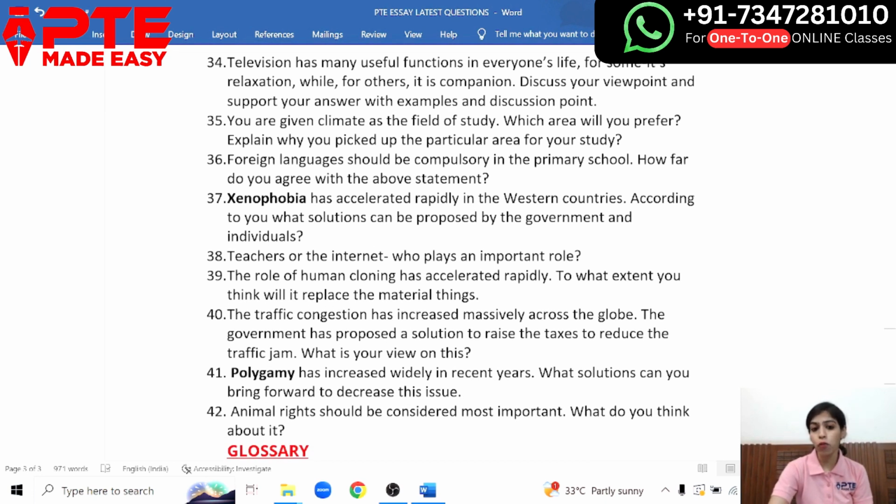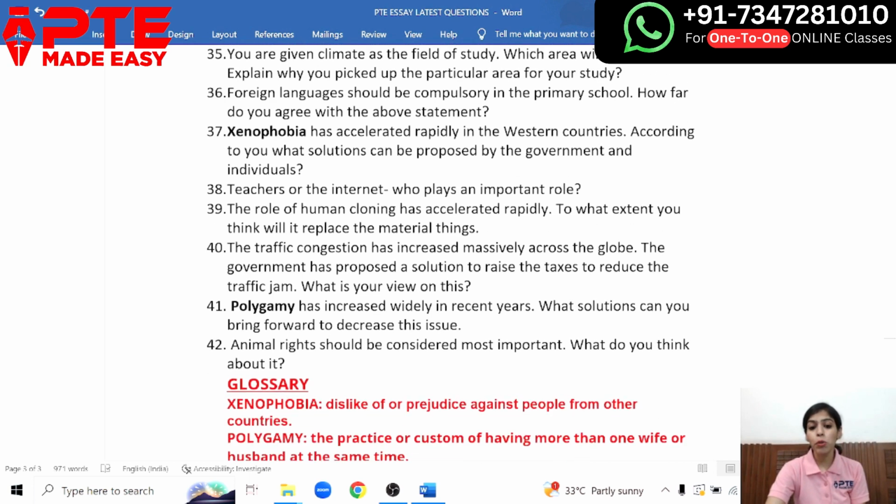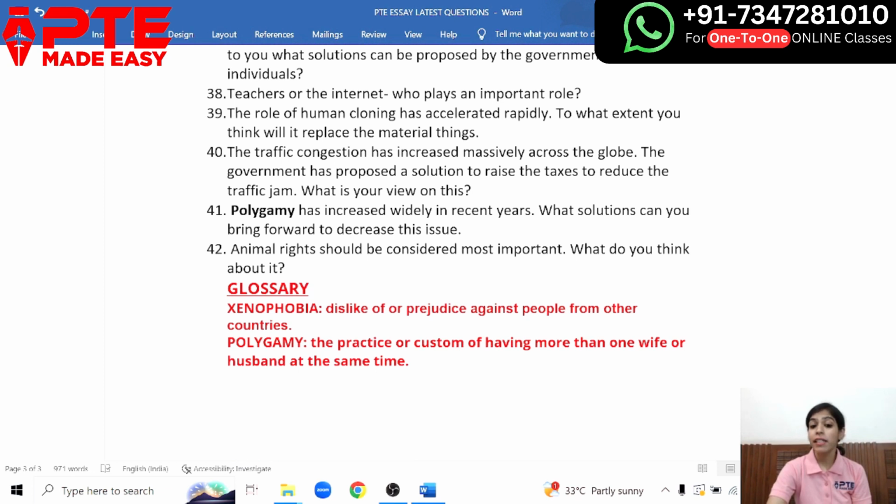Now, there are going to be some difficult words as well. For example, xenophobia or polygamy. If you do not know what the word is, how would you be able to write the essay? That's why I have already added this. Xenophobia is like dislike or prejudice against people. It is like racism. Okay, so when you go to the US, there will be racism towards the Indian people, towards the blacks. So that is xenophobia, okay, racism.